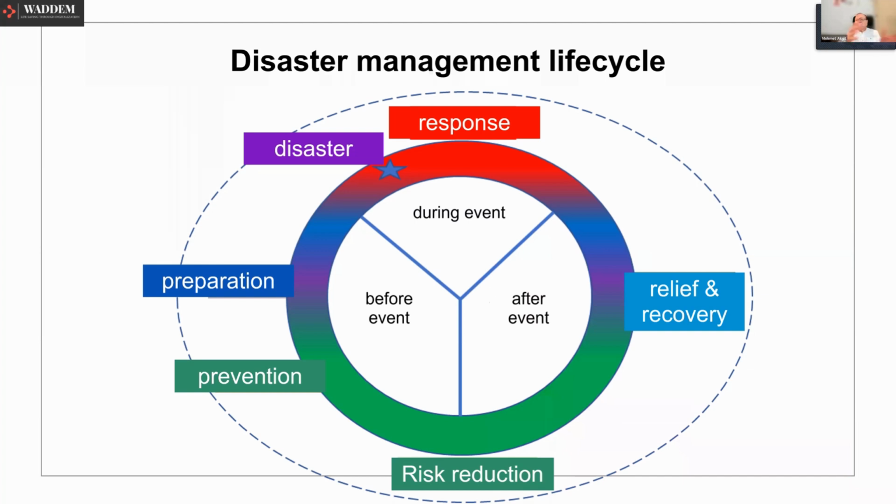This is another model, the so-called disaster management life cycle model. It's actually similar to the previous slide. Here we have a life cycle, divided into 3 phases: before event, during event, after event. Before the event, you have to apply all kinds of risk reduction techniques. You want to prevent, and again, prepare yourself. And when a disaster happens, you have to respond to it. This could also be relief and recovery operations, followed by immediate response.